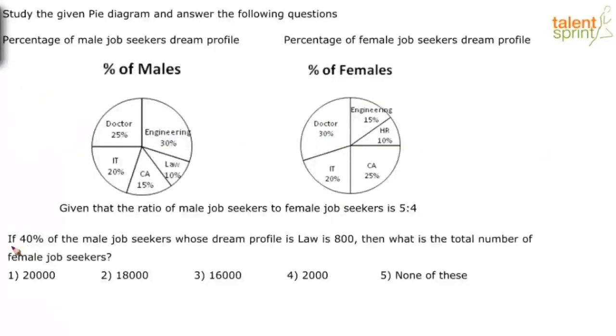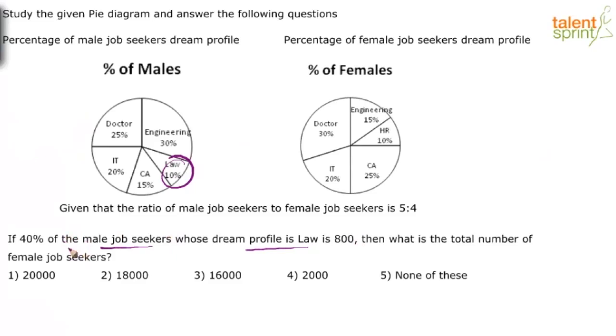See, the question says, if 40% of the male job seekers whose dream profile is law is 800, then what is the total number of female job seekers? Now, he's talking about male job seekers whose dream profile is law. What is the percentage? Male job seekers dream profile law is 10. Now he says 40% of this 10% is 800. Are you able to follow?